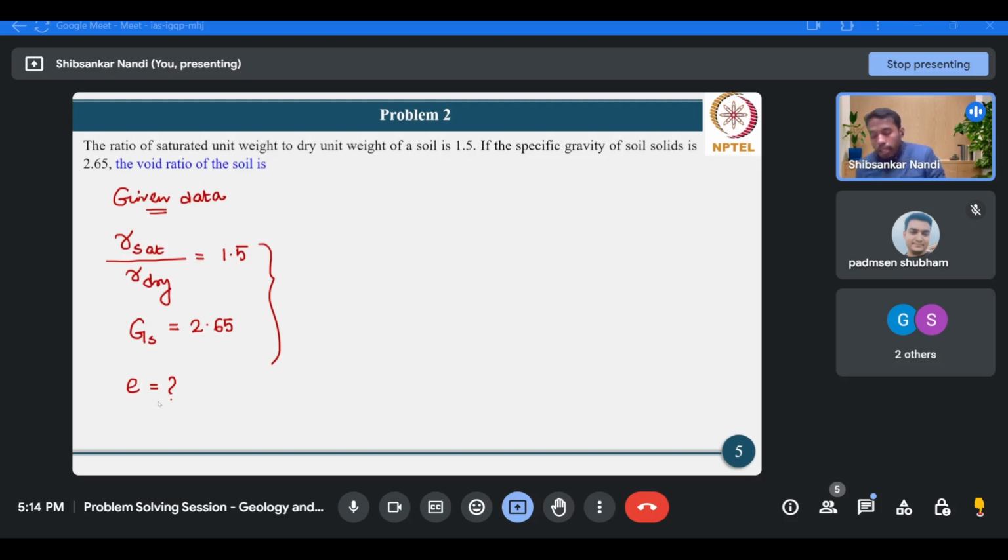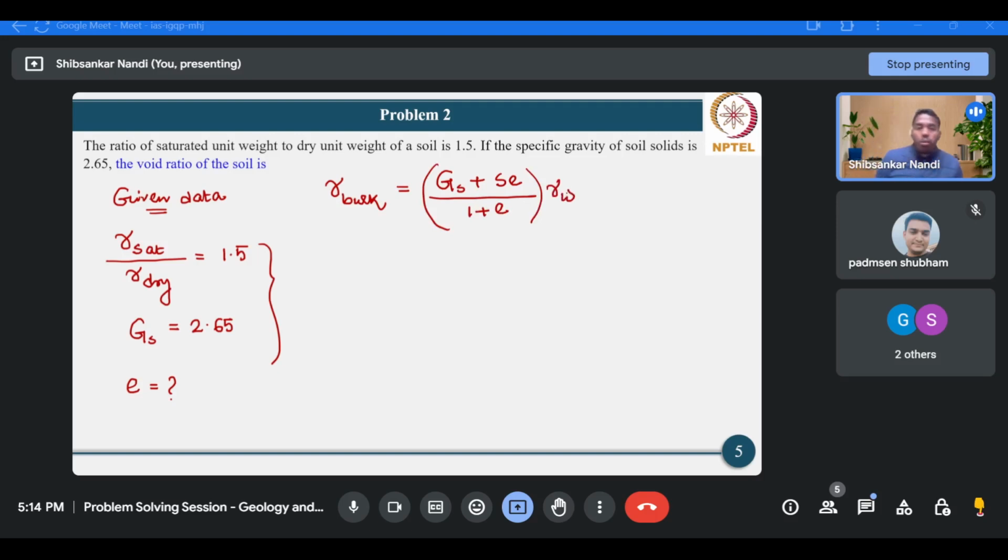Okay, so for that we need to know the fundamental expression of the bulk unit weight. So gamma bulk we can calculate from this expression, that is (Gs plus Se) divided by (1 plus e) times gamma w.